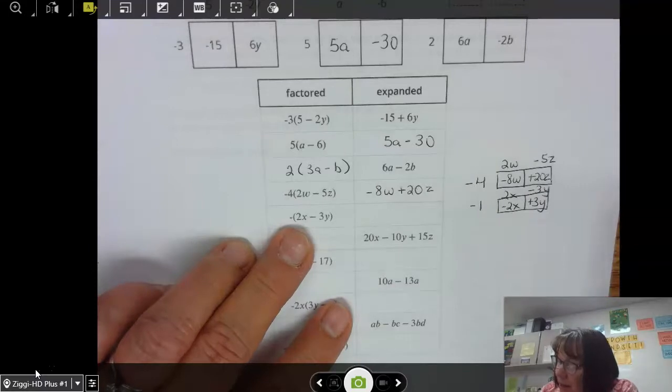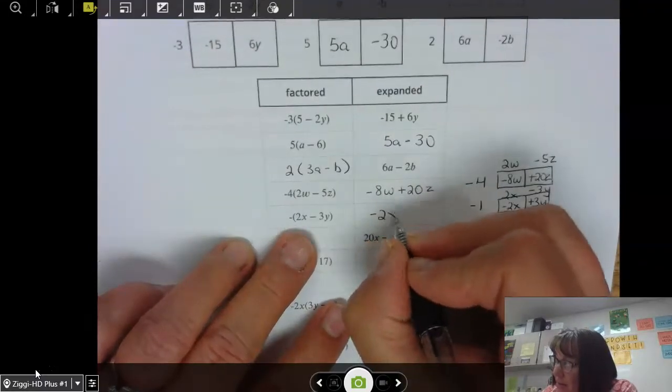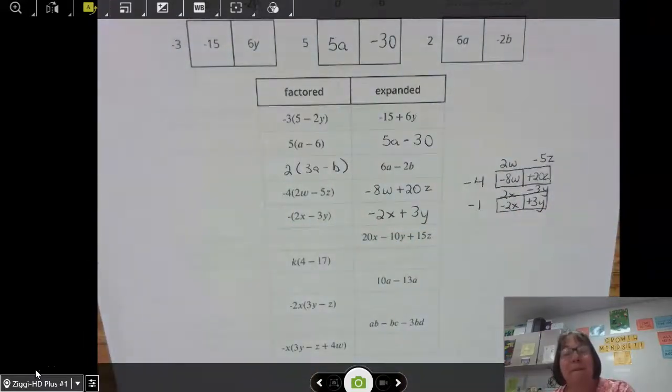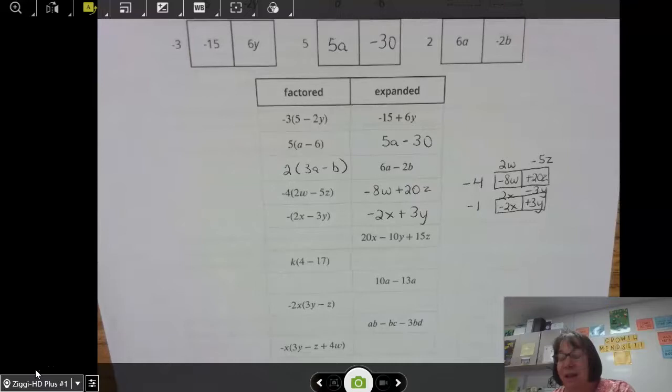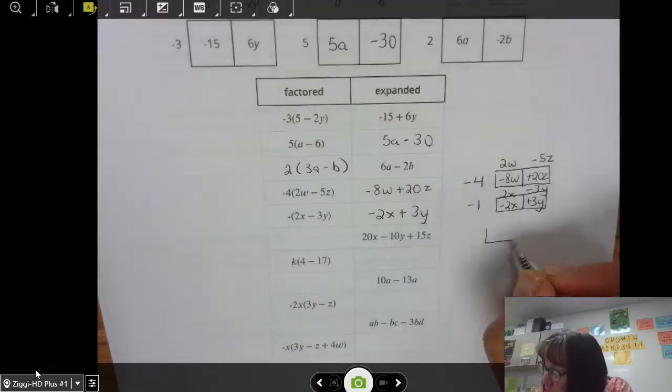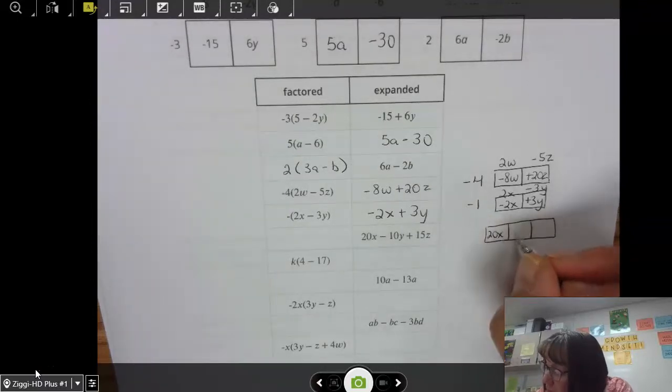So it'd be negative 2x plus 3y. Now I have to think. This is the expanded form, so I have my 3 boxes filled in. There's 20x, there's negative 10y, and 15z that's positive.